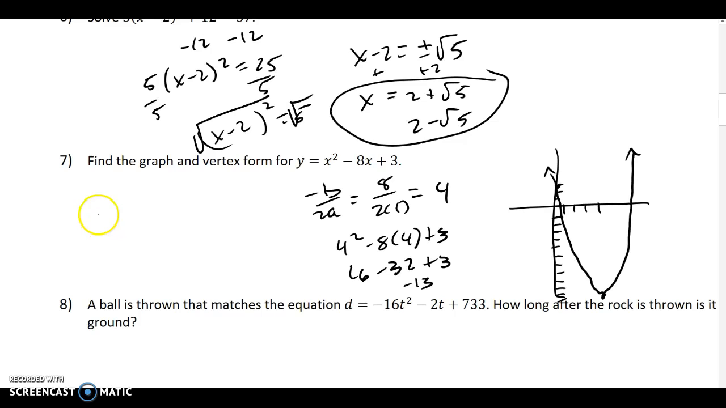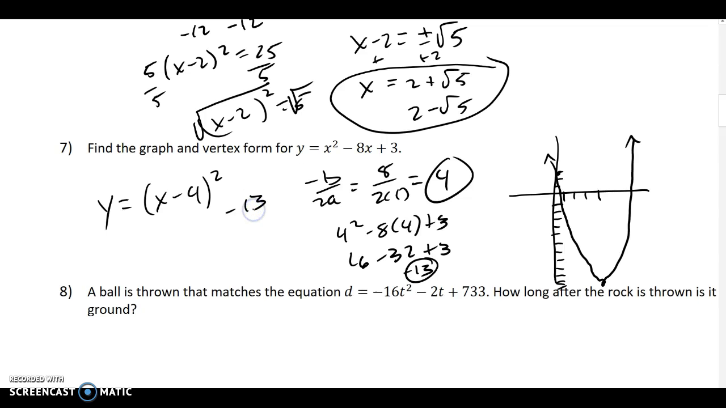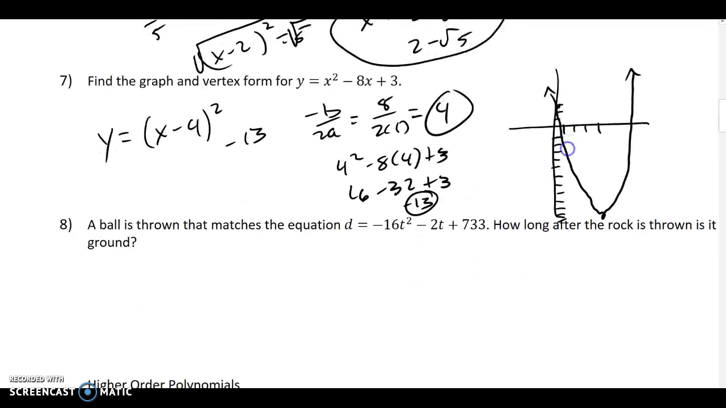Vertex form, again, is just this vertex. So we have the 4 and the negative 13 is what we found for the vertex. So it would be x minus 4 squared minus 13. And that would be the vertex form.